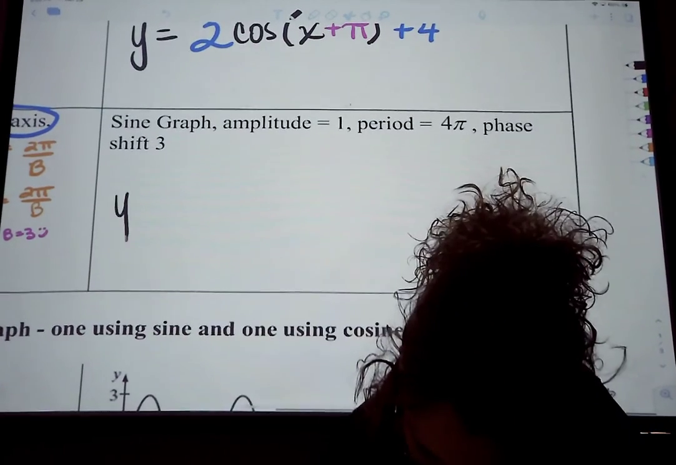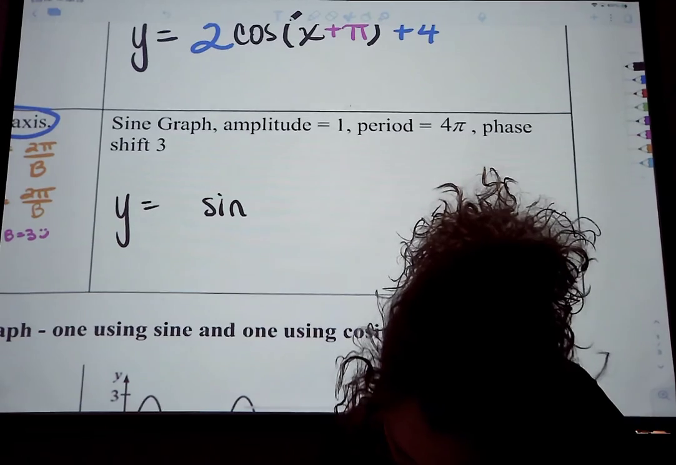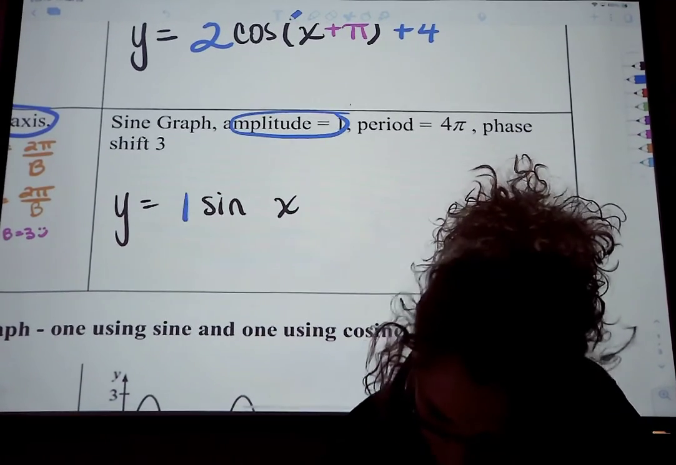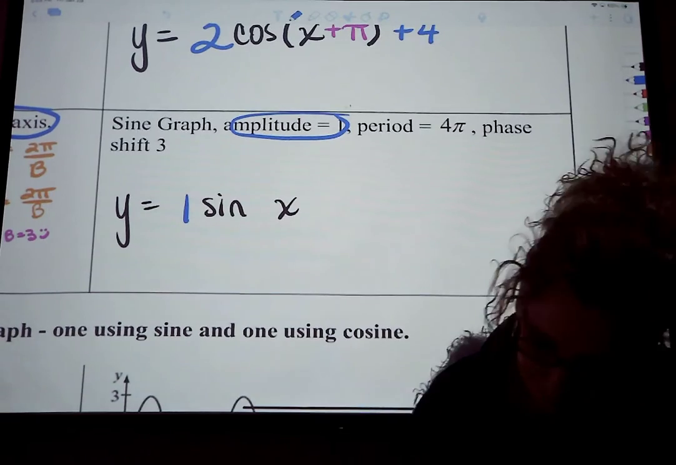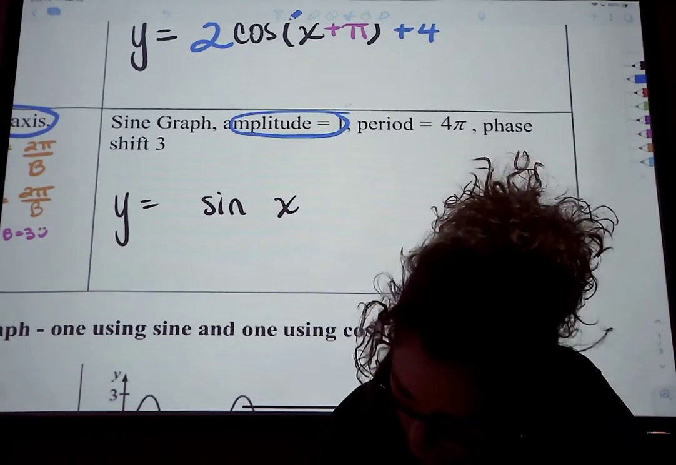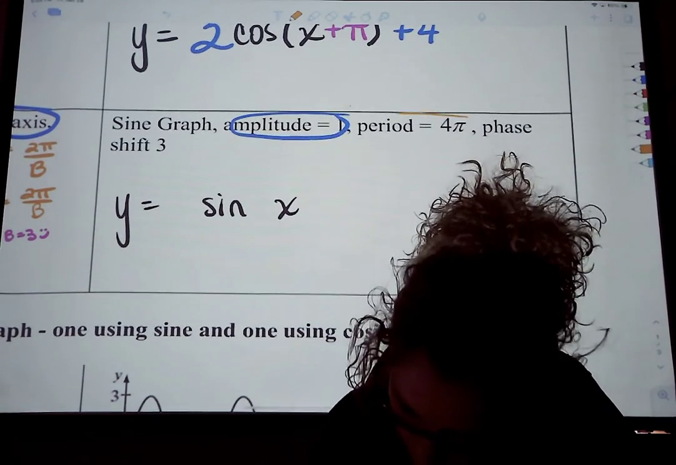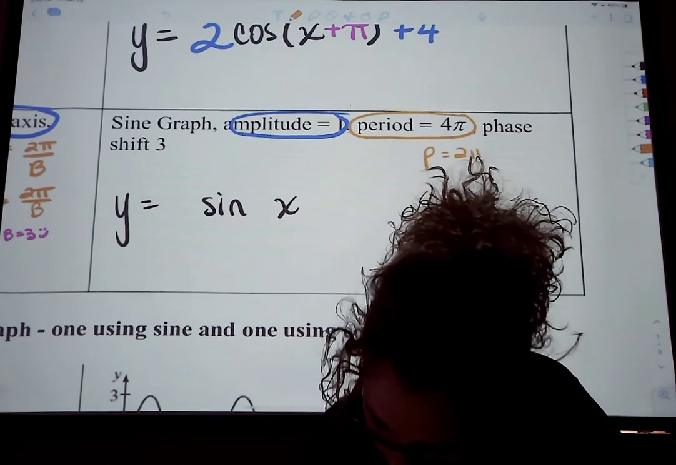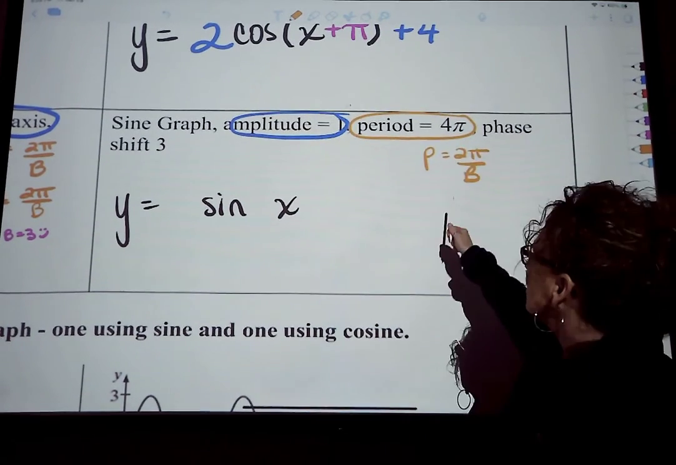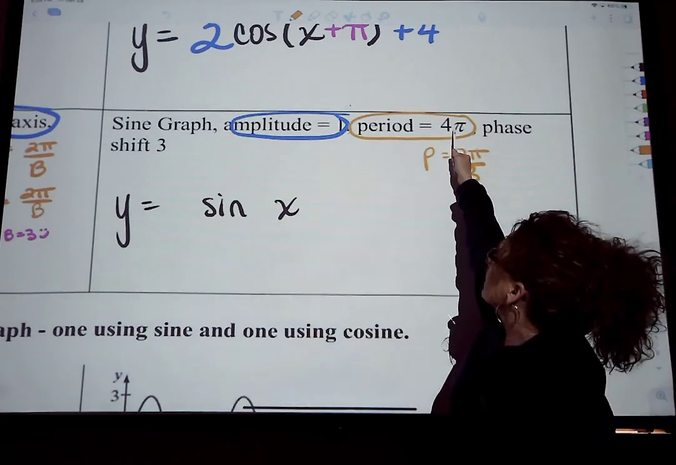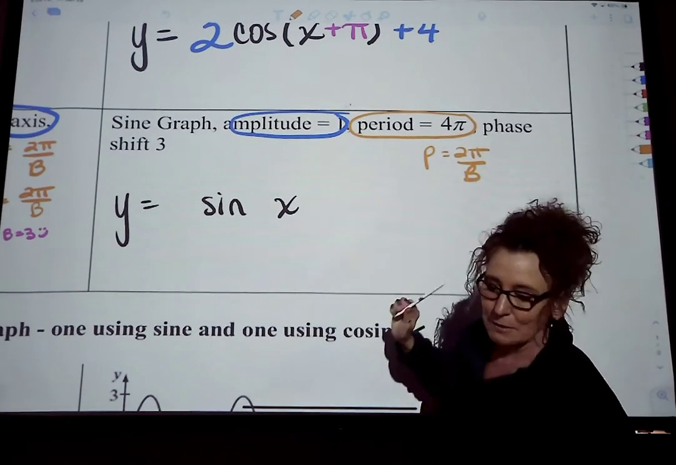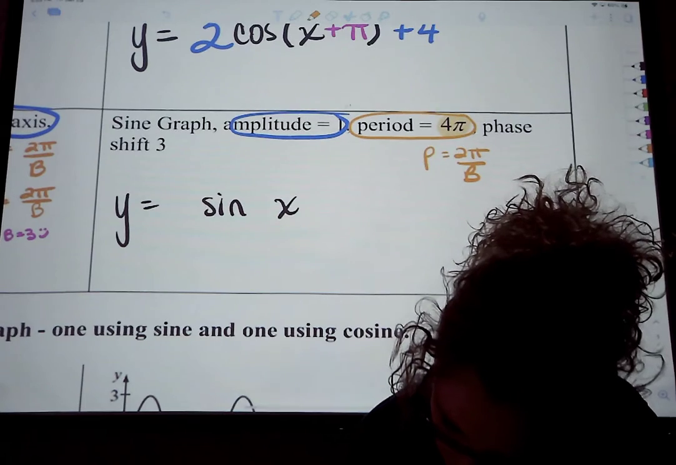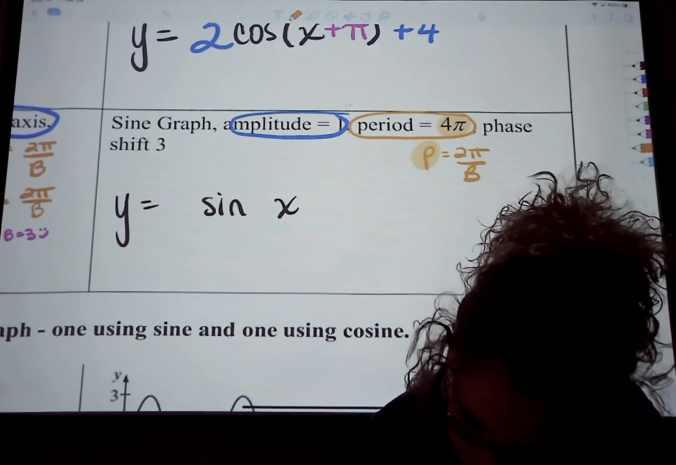Next one, sine graph, y equals sin. We're going to need an x. Our amplitude is 1. You can put it or not. Period is 4 pi. It's 2 pi over b. Remember, I'm going to use that little formula. I'm going to sub in. I know what p is. I'm going to sub it in. Goes right there.